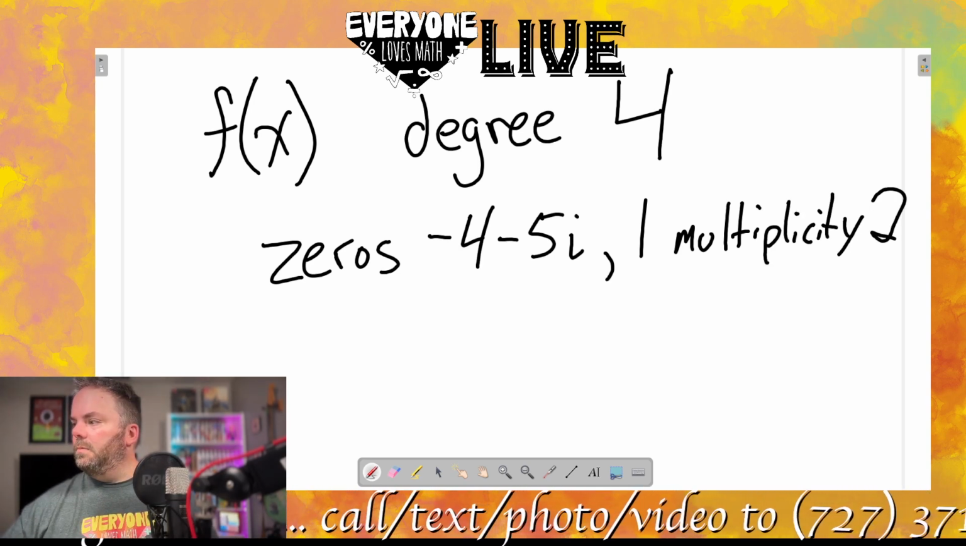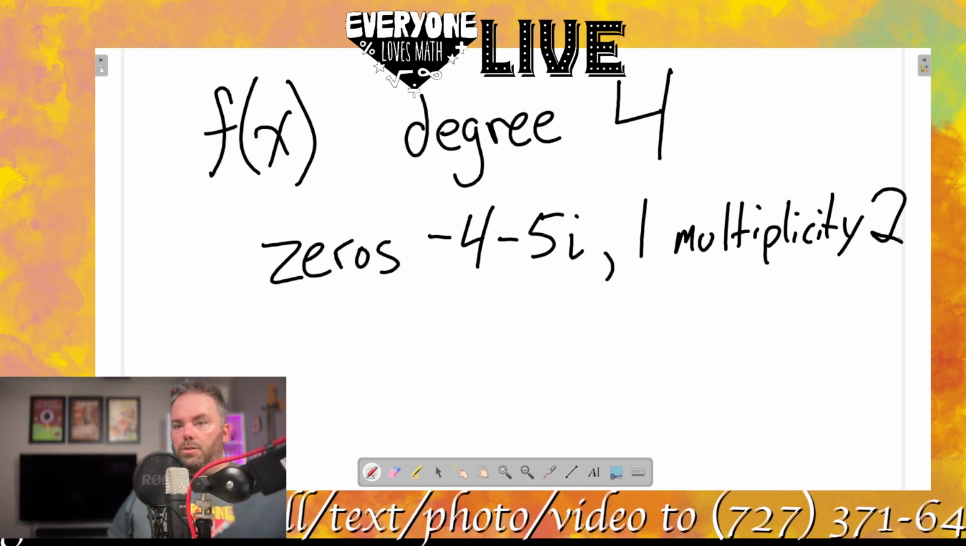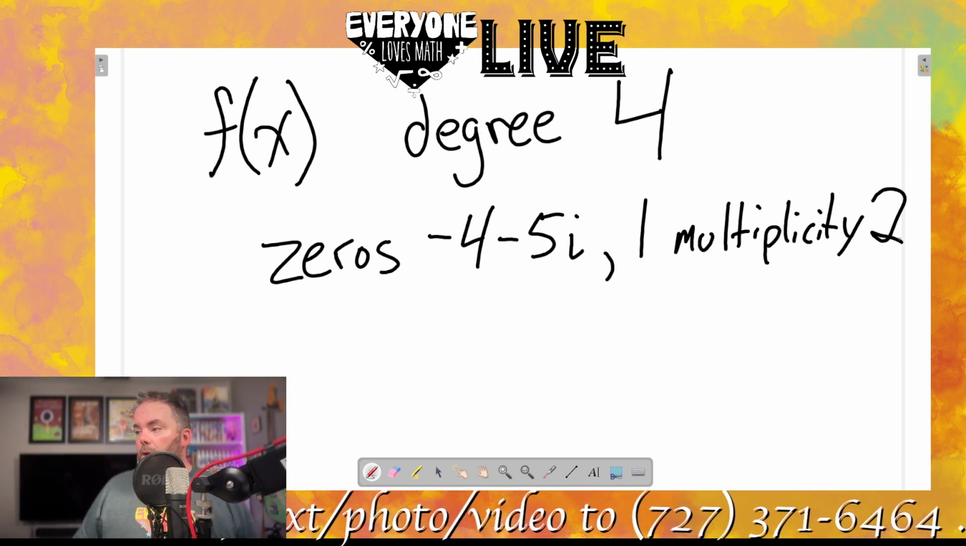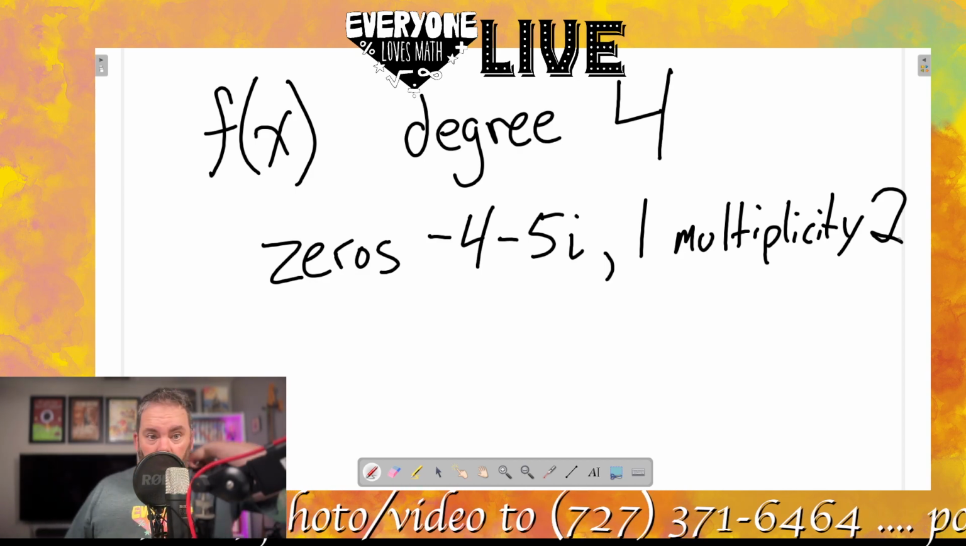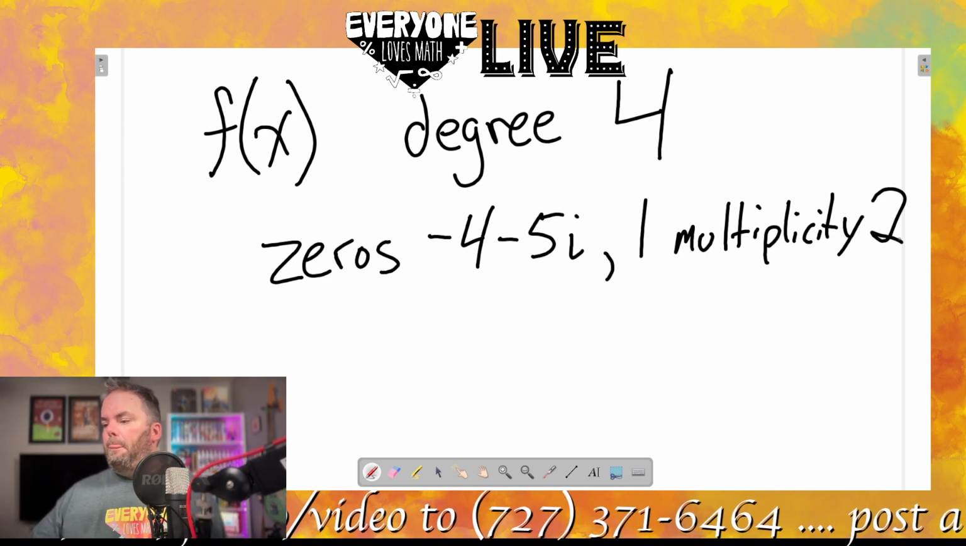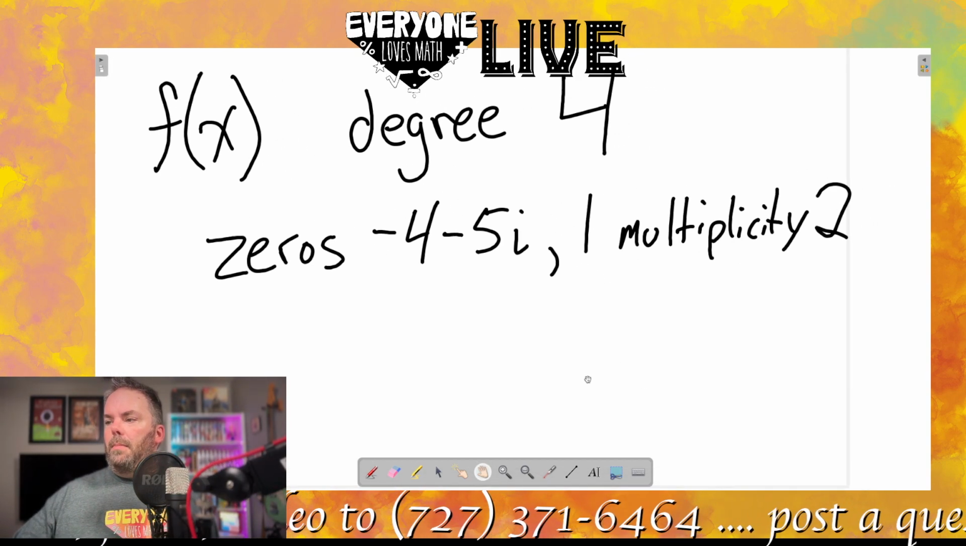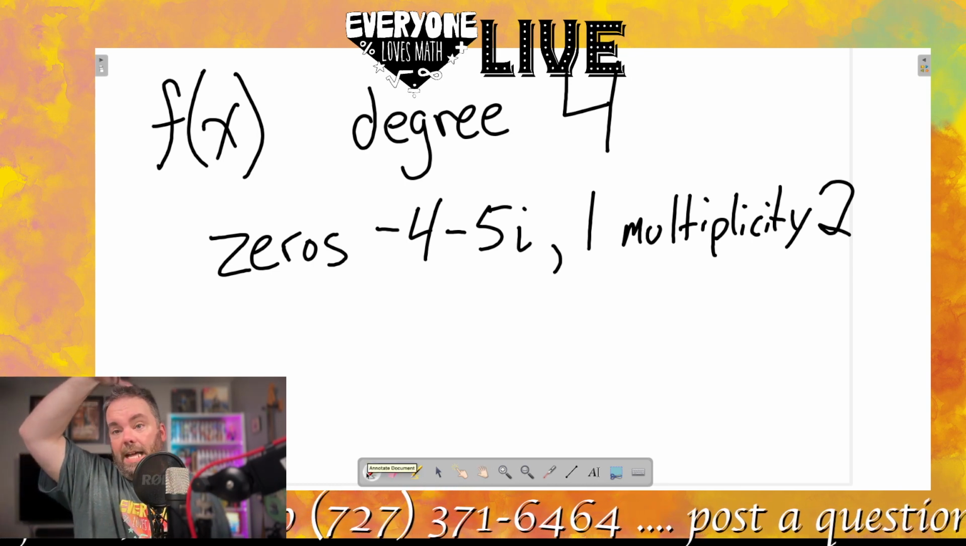Okay. So here's what we're going to do, Stove. I'm going to help you with the new piece, and you're going to help me with the old piece. Okay? So we haven't talked about multiplicity. This is the first time that showed up.